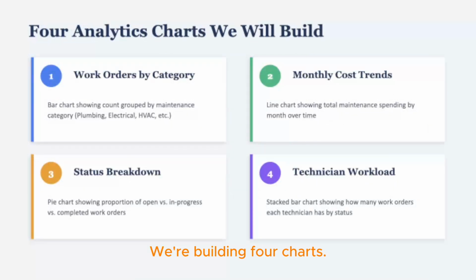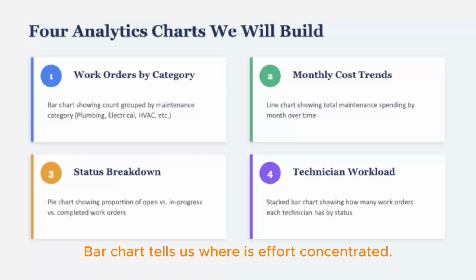We're building 4 charts. Bar chart tells us where effort is concentrated. Line chart, spending trends over time. Pie chart, is the workflow healthy? Stacked bar chart, technician workload. Together, they give us visibility into the operation.